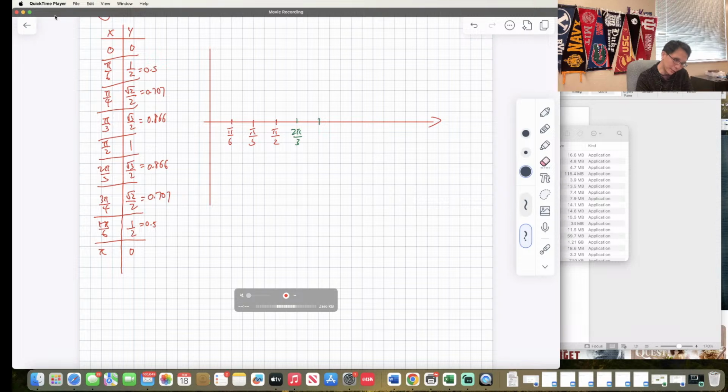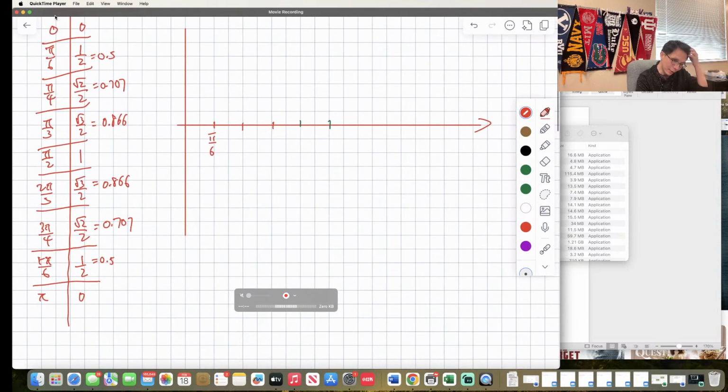The problem scale is different. Sorry, I'm redoing this again. Okay, so the scale is a little bit different. So let's just say this is going to be pi over 3, and that's 30 degrees.